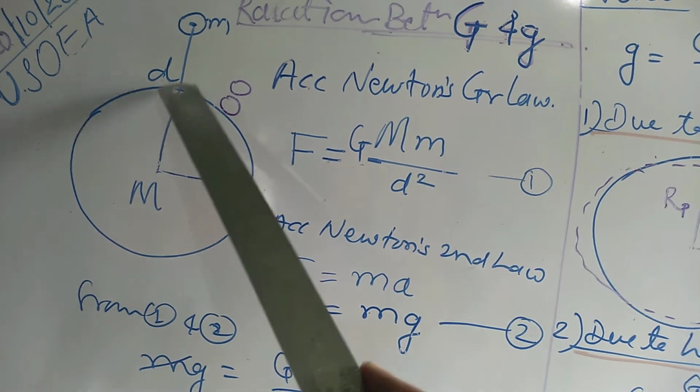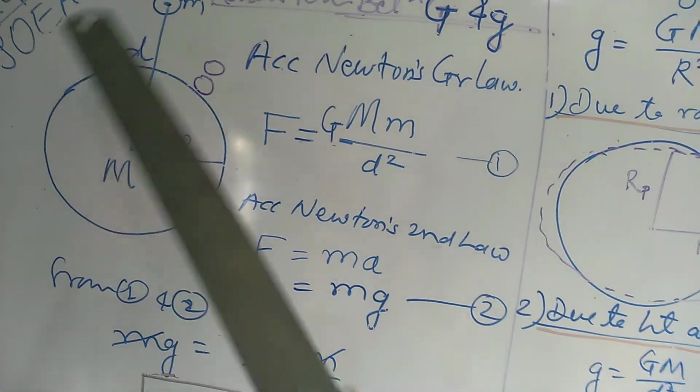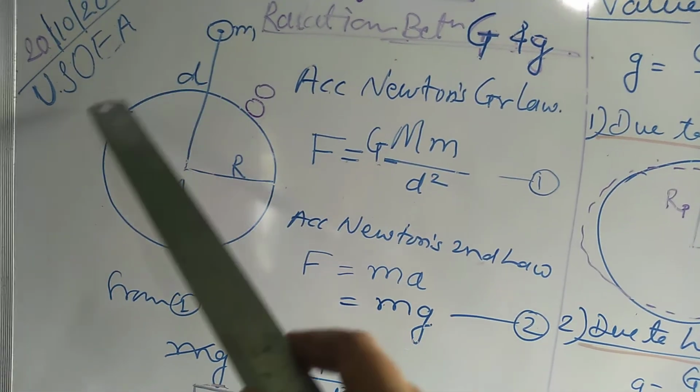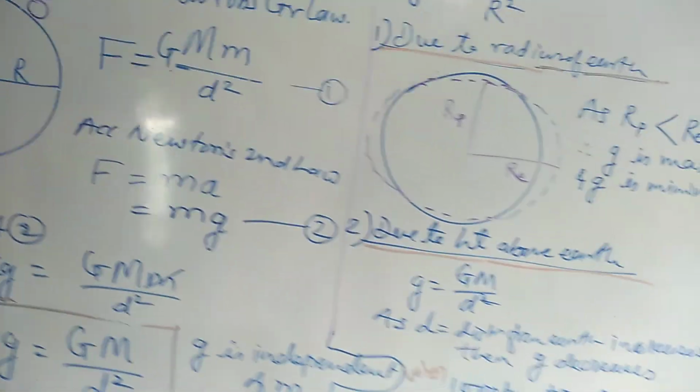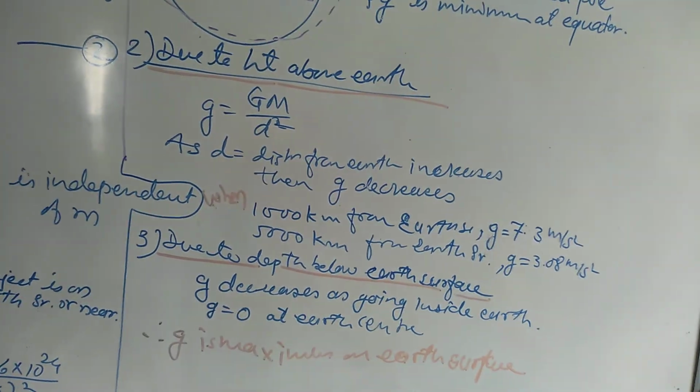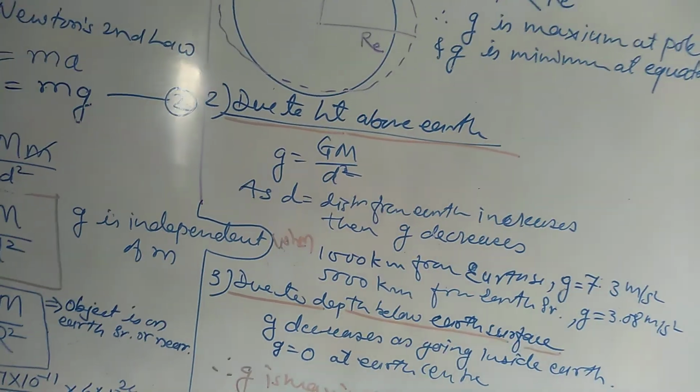So what is the maximum value of g, where is it? The maximum value of g we are going to take on the earth surface, and that is approximately taken as 9.8.